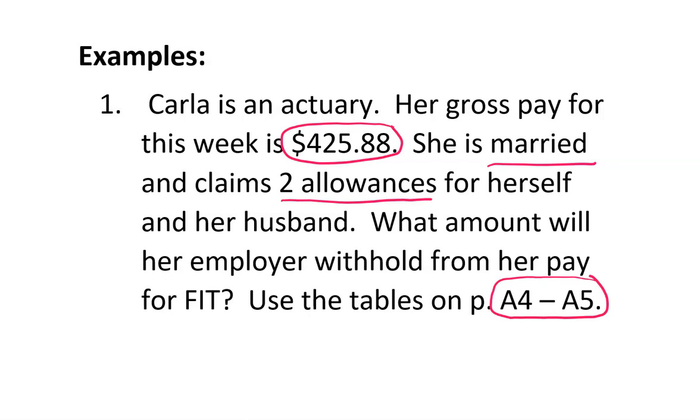Then I'm going to go all the way across until I hit the 2 allowances. Notice the columns start with 0, then 1, then 2. So I'm scanning from the 420 to 430. Under the 2 would be $14. Once you find that number, that is really all that you need to do.